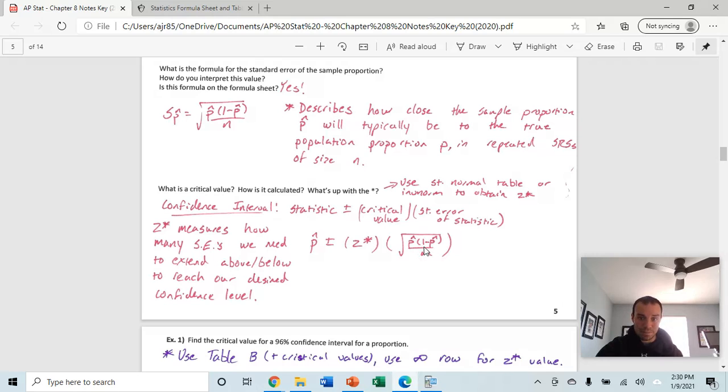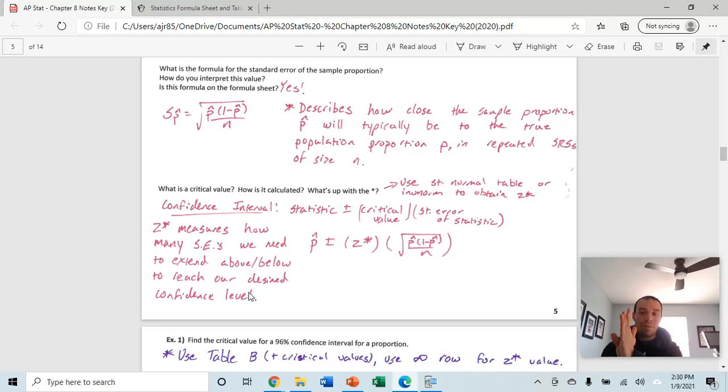In order to find that z star value, we could use the standard normal table, and actually we're going to use table B, which is our table for t critical values, but I'll show you how to use that to find that value. Or you can also use inverse norm on the calculator. What that critical value measures is how many standard errors we need to extend above and below to reach the desired confidence level.